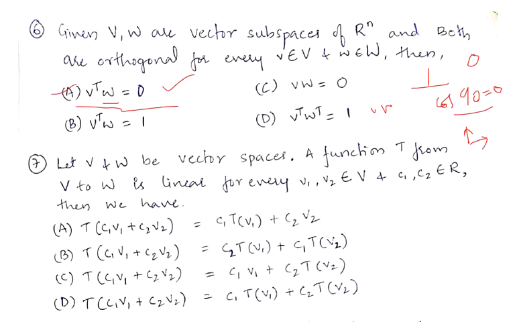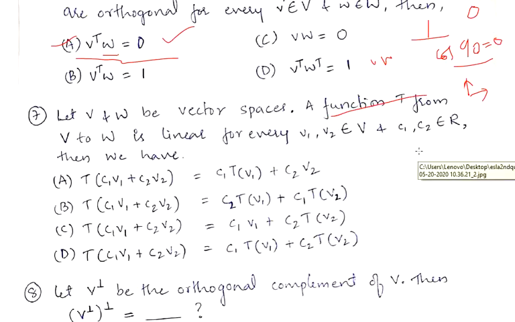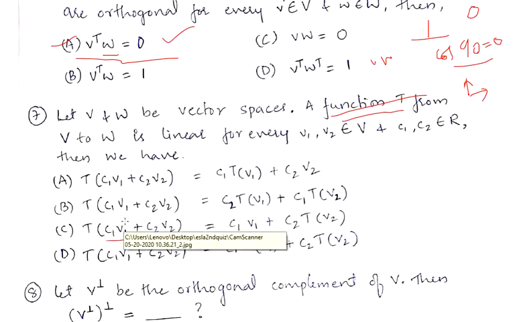Seventh question: let V and W be vector spaces and the function T from V to W is linear, for every V1, V2 belonging to V and C1, C2 belonging to R. Then we are applying function T on the complete system, where two scalar quantities C1 and C2 act on the two vectors V1 and V2. So this is nothing but the superposition principle, right?